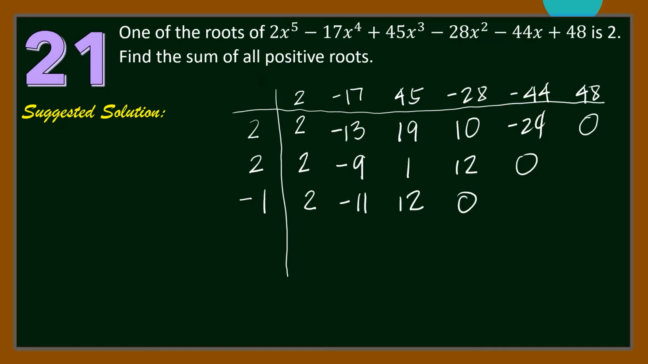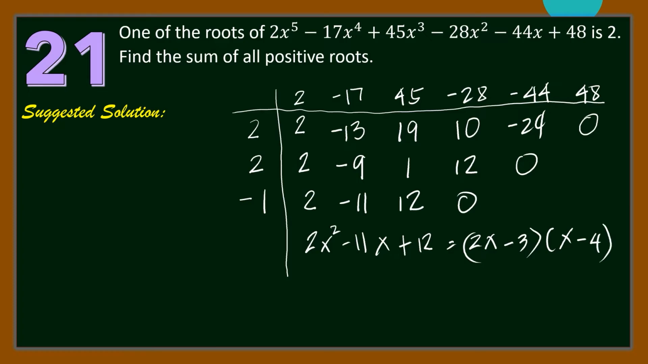Since we have 3 non-zeros in the quotient, let us have the quadratic expression equivalent to this. That is 2x^2 - 11x + 12. This may be factored as (2x - 3)(x - 4). Hence, in this quadratic equation, we have 3 halves as a root, also 4 as a root.